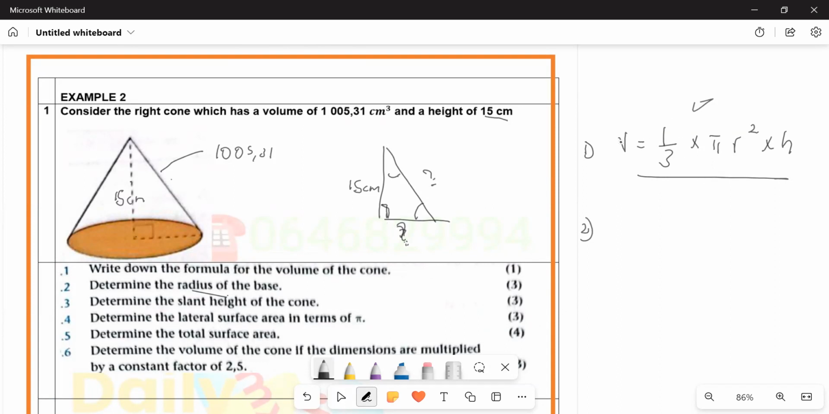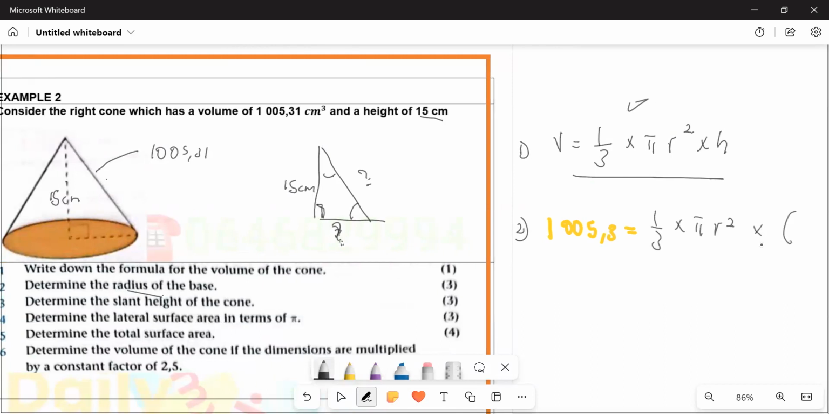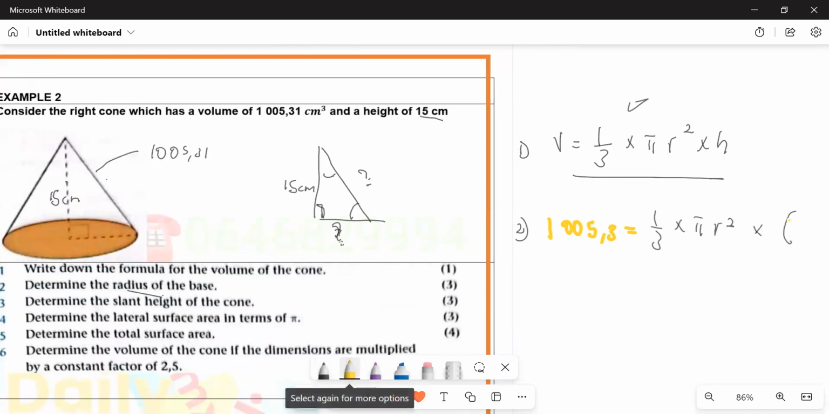If we use the volume, what is the volume? The volume is going to be given as 1005.31, which is going to equal 1/3 multiplied by pi, multiplied by r squared, multiplied by the height. What is the height? It's 15 centimeters. We want to get r squared here. What do you propose I do here? Why didn't I use Pythagoras, guys? I repeat again, I couldn't use Pythagoras because I don't know what this is. I also don't know what this one is. But I can use the volume here.